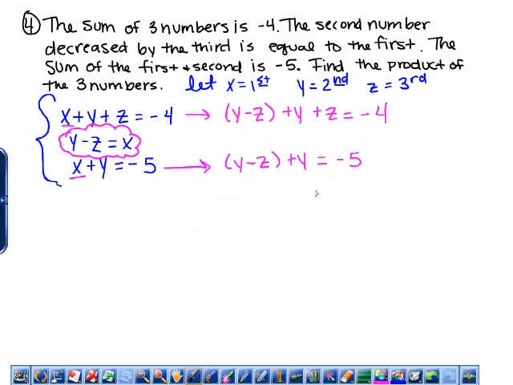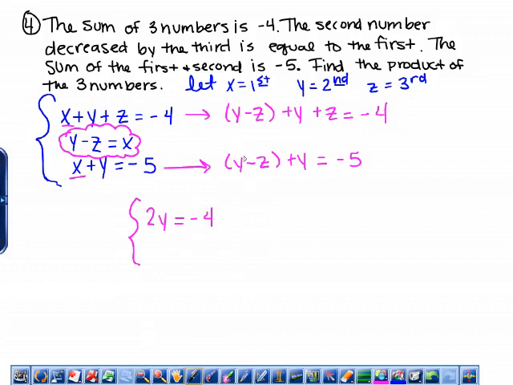All right, so let's go ahead and combine like terms here. Y plus y is 2y. Negative z plus z is 0. So we have 2y equals -4, which makes my life very easy because I know I'm going to be able to get a variable real fast. Okay?